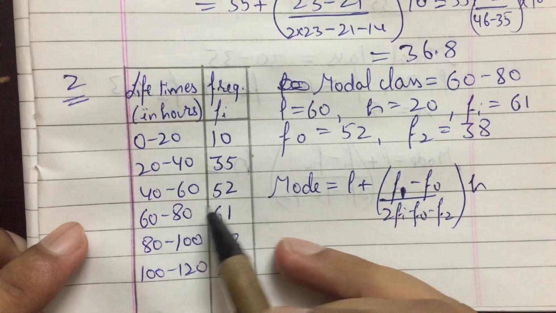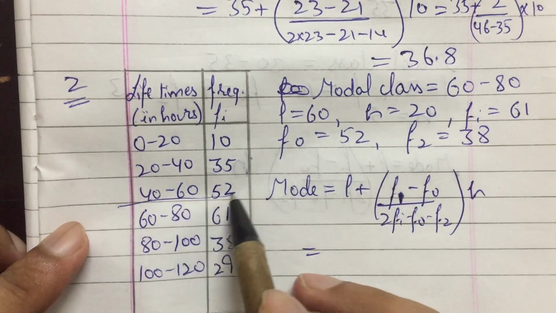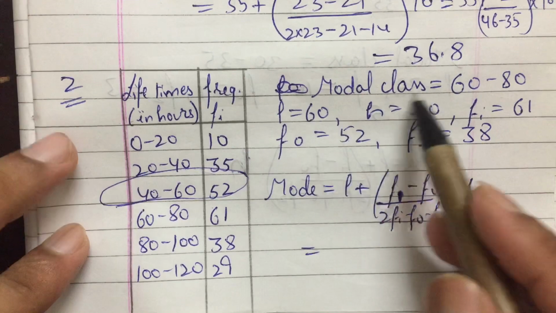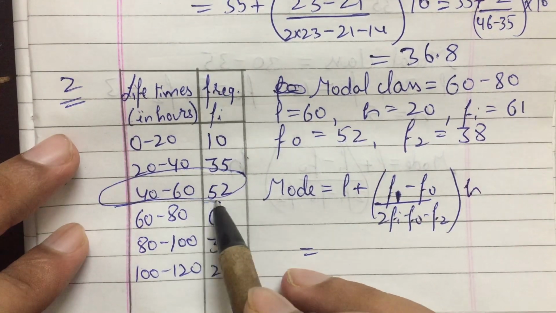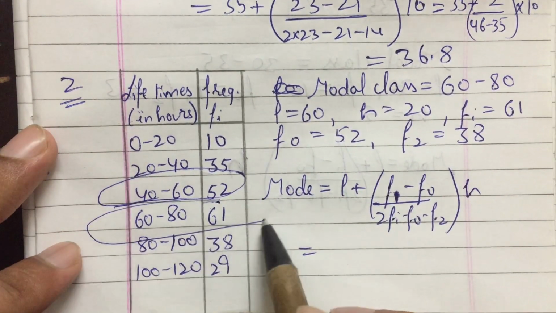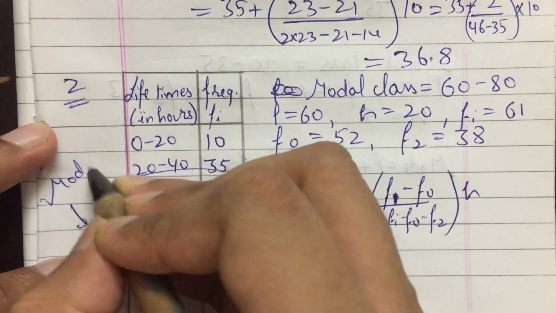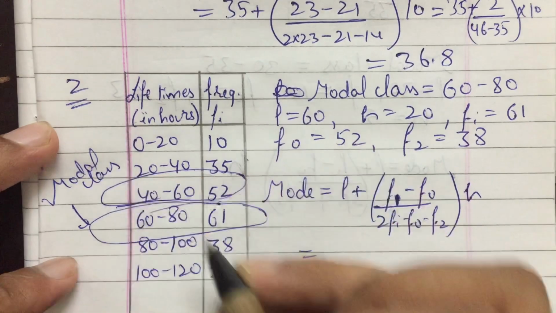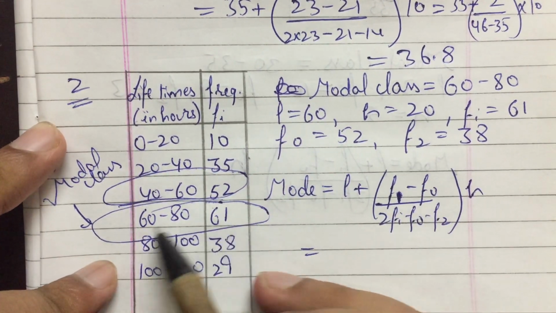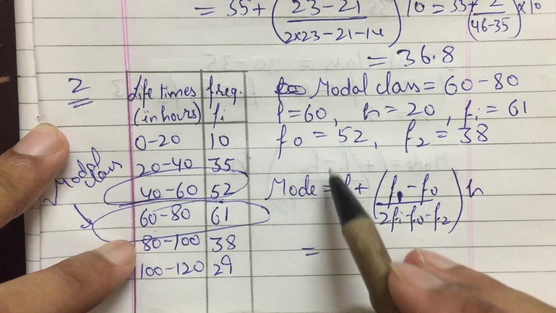So here the maximum frequency is 61. So this will be the modal class. So lower limit is 60.